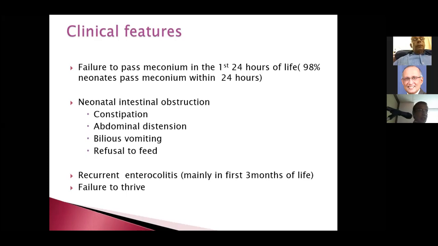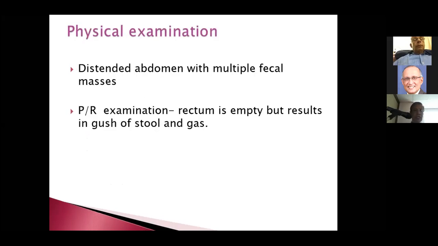Sometimes they may tell you that the baby is passing motion every day, but there may be very scanty motion. So that's the presentation. On physical examination, of course, there will be a distended abdomen, and in older children fecal masses may be palpable. On rectal examination, the rectum will be empty. But once you take out the tube or finger, there will be a gush of stool and gas. That's the presentation.